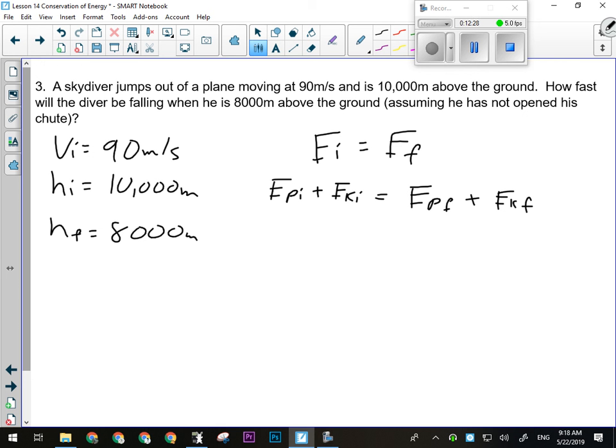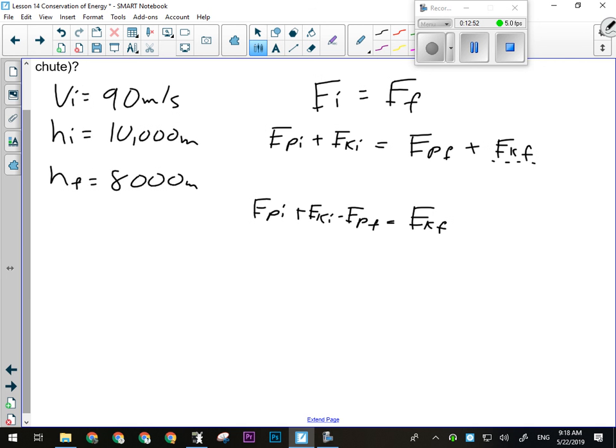What we're looking for is our final kinetic energy, because they want to know how fast he's going at the 8,000 meter mark. So I'm going to subtract the final potential over to this side. I'll have EP initial plus EK initial minus EP final equals EK final. That's my first step. Now I can plug in all of my formulas: m times g times h initial plus 1/2 m v initial squared minus m times g times h final equals 1/2 m v final squared.